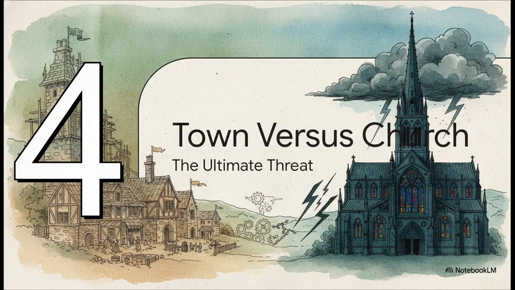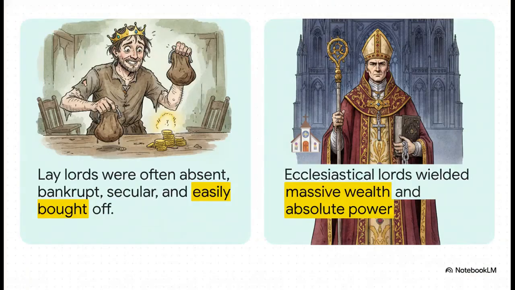Let's move to Section 4, Town versus Church, the ultimate threat. You see, dealing with a lay lord, like a secular noble, that was one thing. They were often absent, sometimes bankrupt, and as we just saw, pretty easily bought off. But the ecclesiastical lords, the abbots and the bishops, completely different story. They possessed massive wealth, immense spiritual and temporal power, and they ruled with absolute authority.